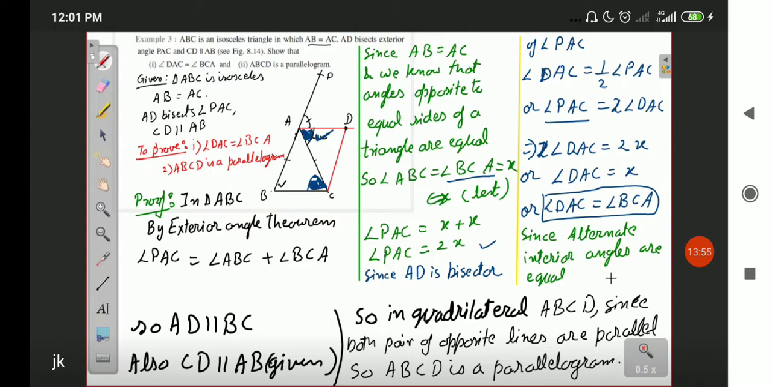So first of all, we have proved that alternate interior angles are equal. Since alternate interior angles are equal, the lines making these angles should also be parallel. And we have another pair of lines given as parallel. Using both of these, since both sets of lines are parallel for this quadrilateral, this quadrilateral must be a parallelogram. We have used the definition of a parallelogram to solve this question, as well as the theorems that we learned in the previous chapter.